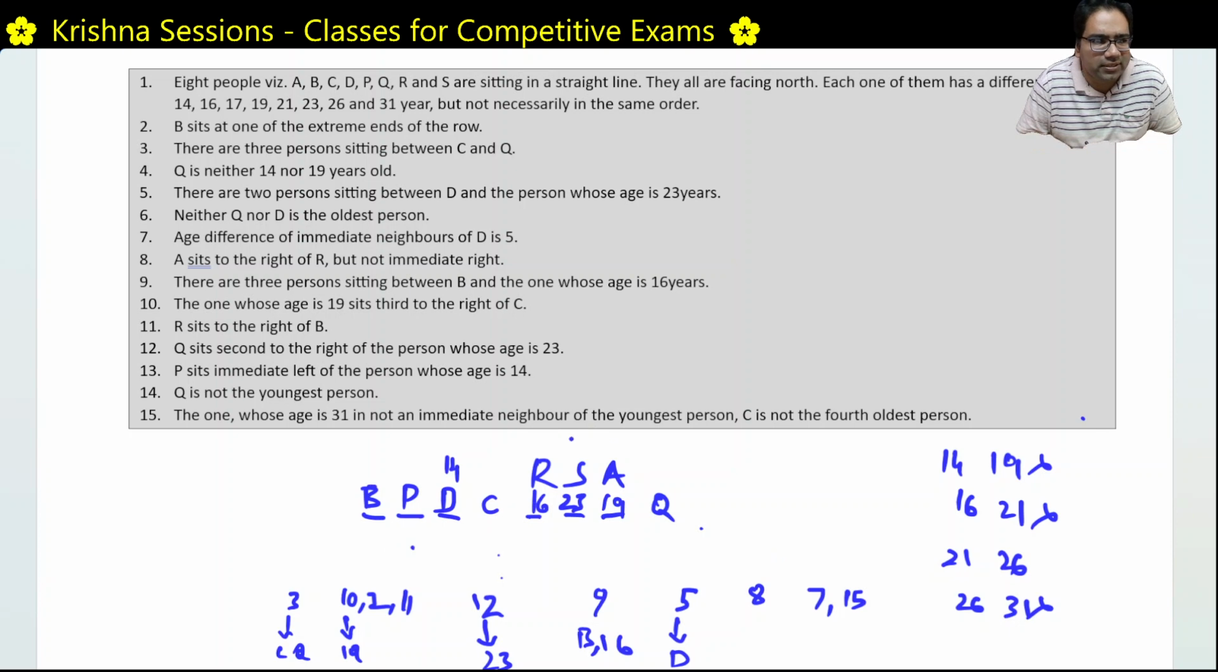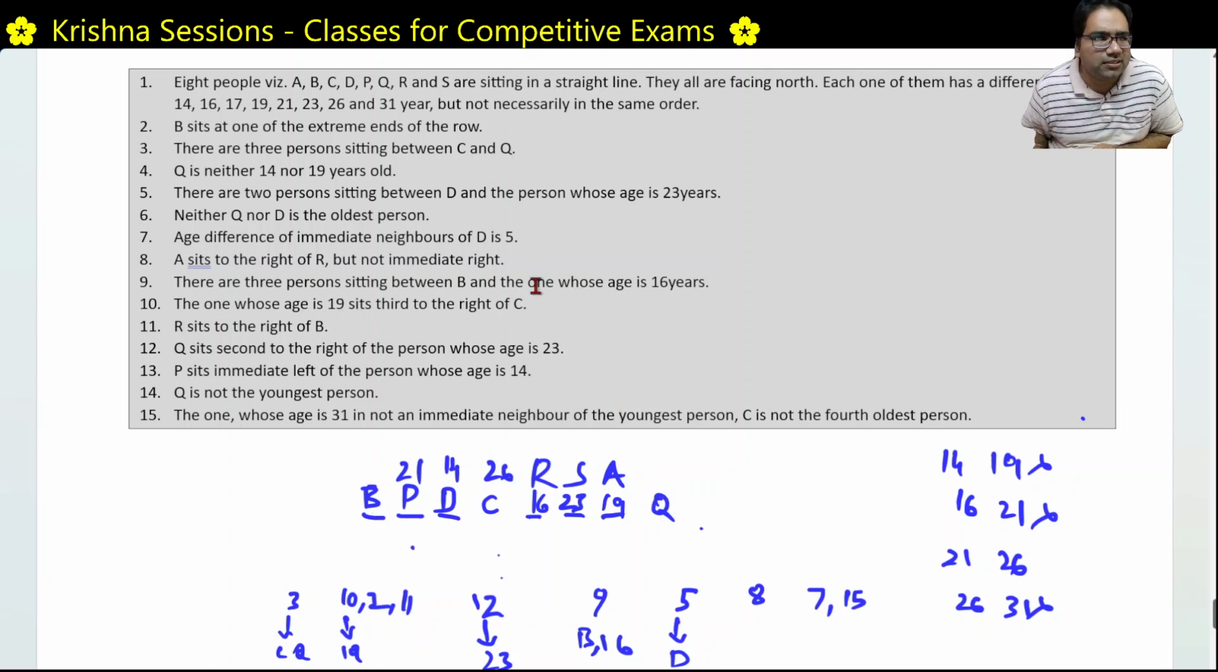Let's look at this condition again. Condition number 15: C is not the fourth oldest person. Who is the fourth oldest person? 1, 2, 3, 4. Fourth oldest person is 21. C is not 21. That means C has to be 26, because 21 and 26 have to sit next to D. So C is not 21. That means C has to be 26 and P has to be 21. Right. Now what is B and Q? The ages of B and Q, we don't know.